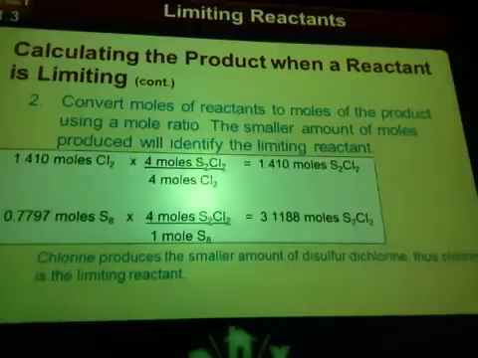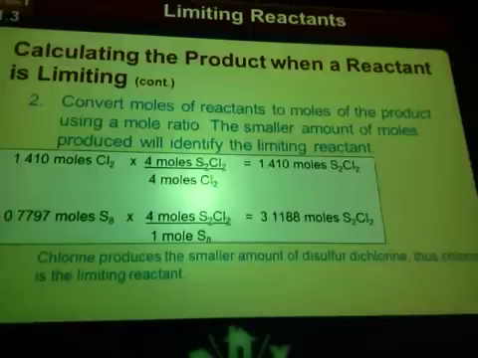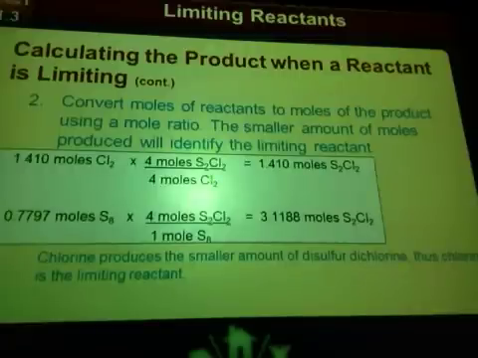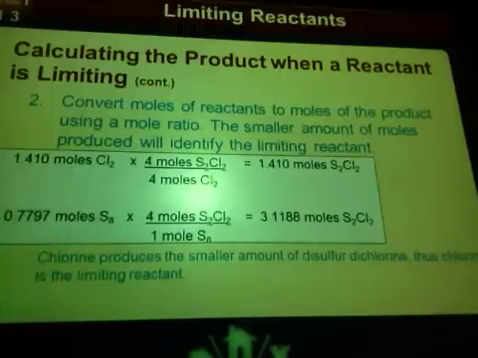on sulfur. So based on these answers, I am comparing the exact same thing now: moles of disulfur dichloride to moles of disulfur dichloride. All the difference is, one of these amounts of moles came from chlorine, the other amount of moles came from sulfur. So whichever amount of moles is smaller, that is my limiting reactant, because it means that I can't produce as much of that product. So which one here would be my limiting reactant? Would it be chlorine or would it be sulfur?